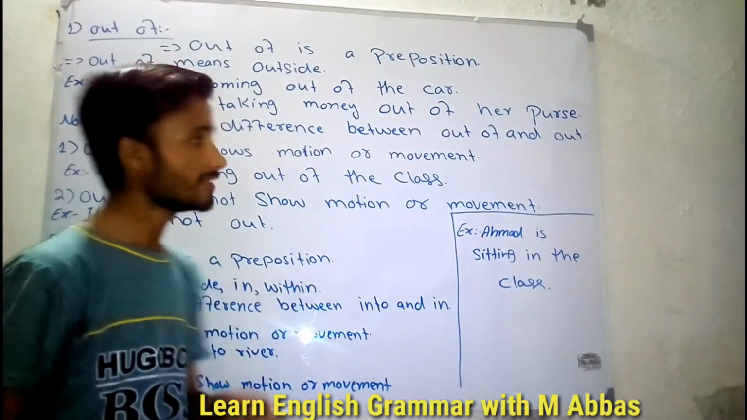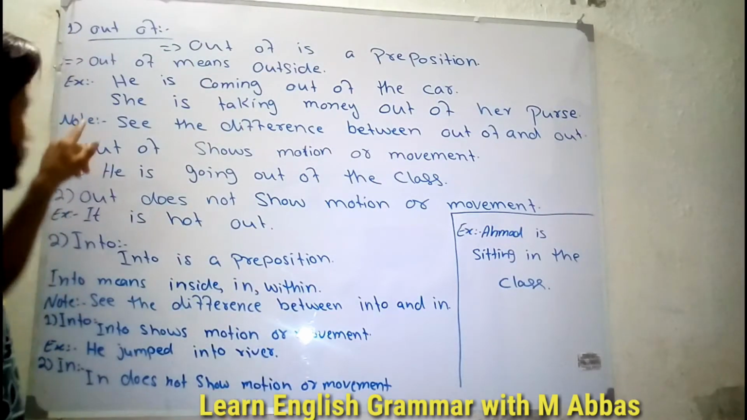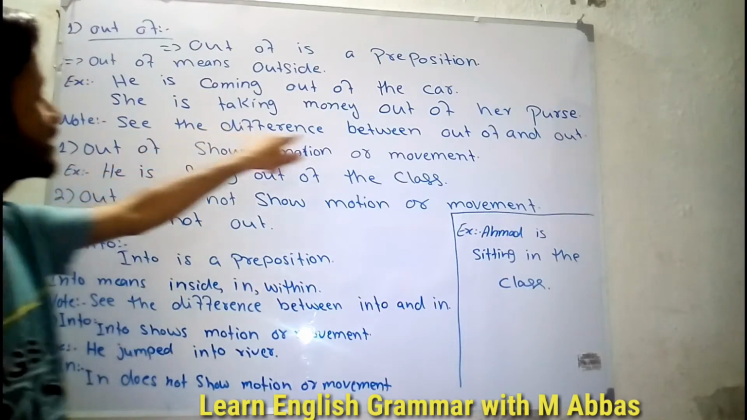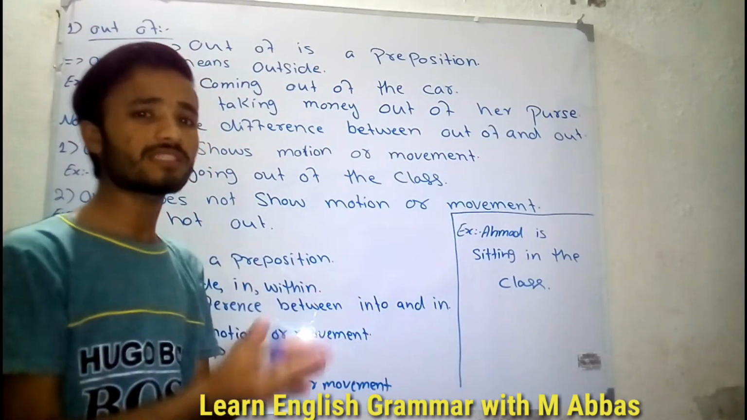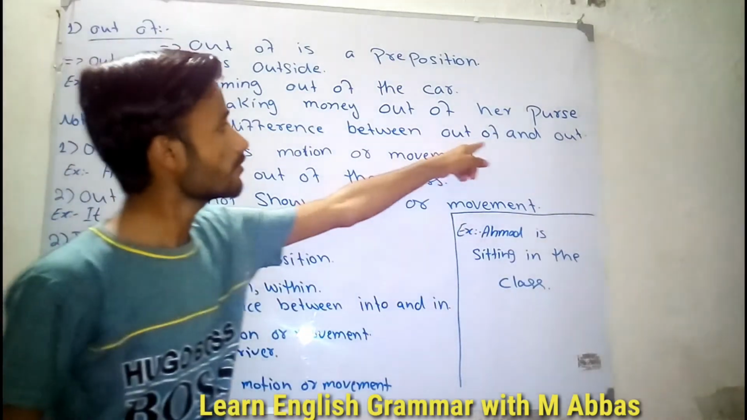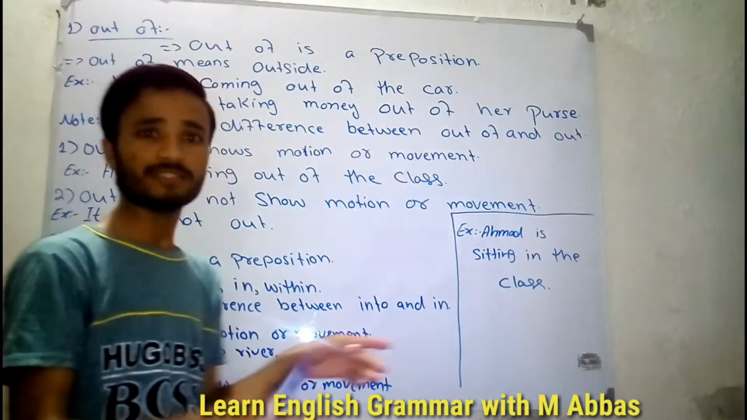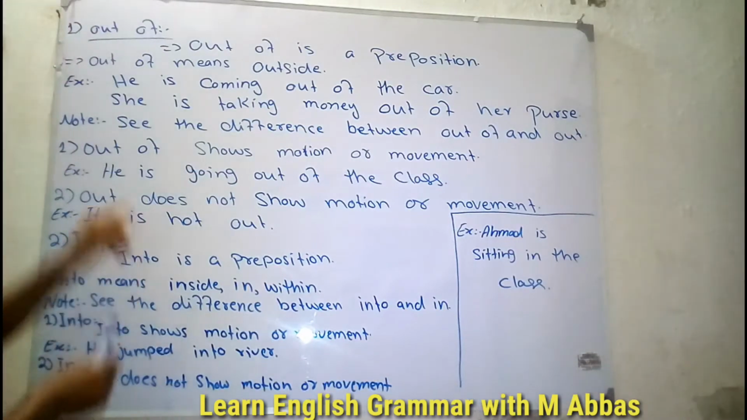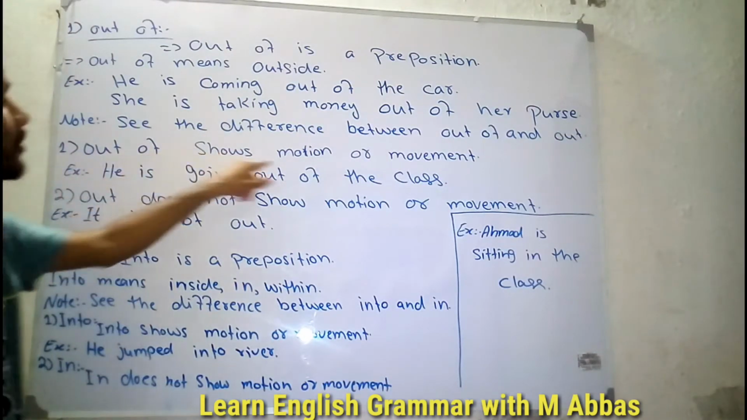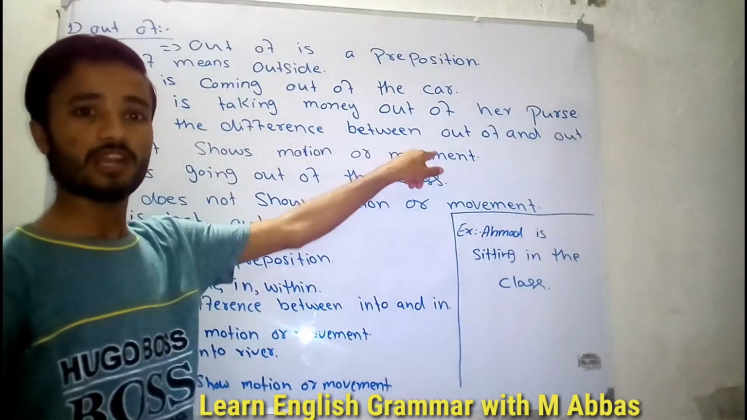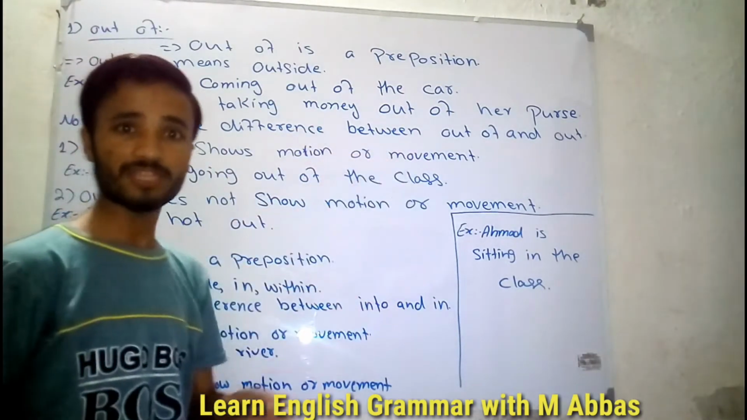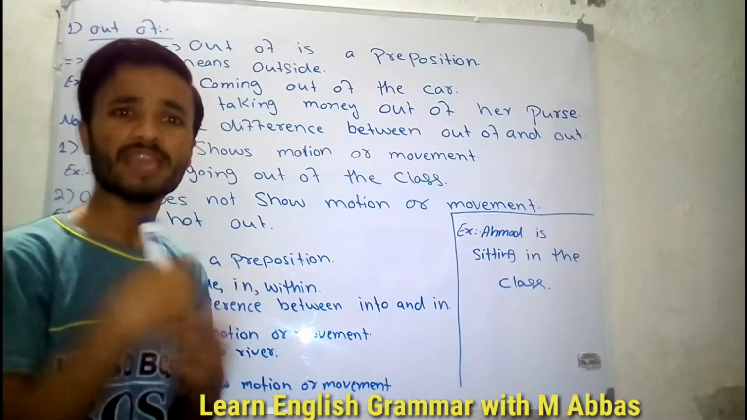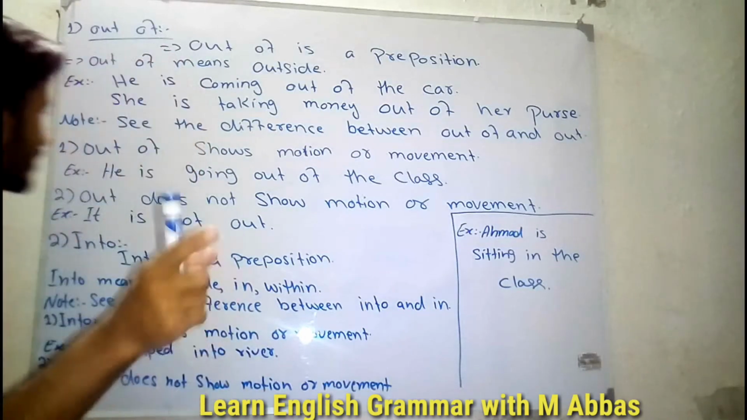Is this clear? Now see the note. The note says see the differences between out of and out. Now what's the difference between out of and out? So let us explain it, right? See, number one, out of shows motion or movement, right? Action. It is used to show action. Is this clear?